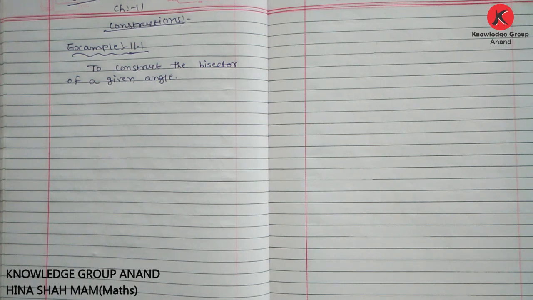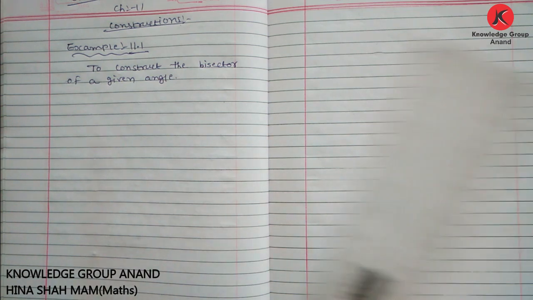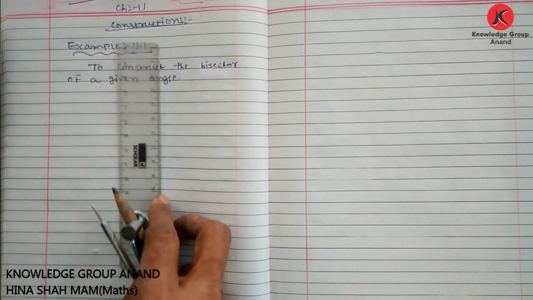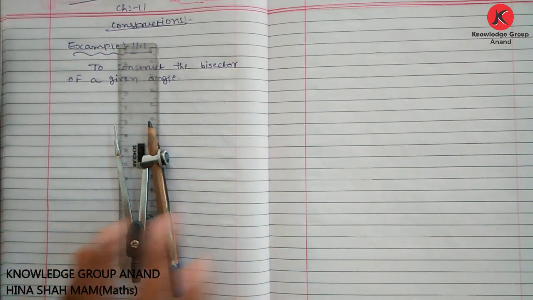But a geometrical construction is the process of drawing a geometrical figure using only two instruments, a ruler, also called a straight edge, and a compass. From these we use the ruler and compass.